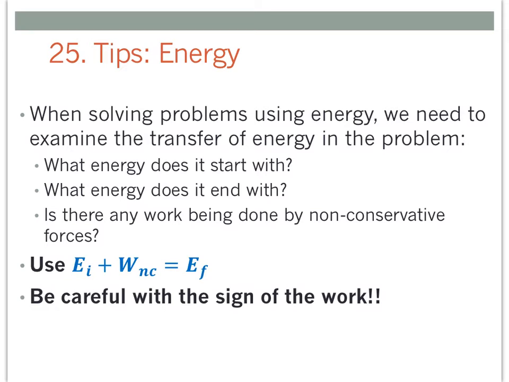That's the first question we want to ask. What energy does it end with, at some later point in time? And is there any work being done by non-conservative forces? And we're going to bring that all together using our equation. It's essentially the same idea as what we were doing with the energy bar charts, but now we're going to use this equation. The one thing you want to keep in mind is we do want to be careful with the sign of our work. Make sure that the sign of your work makes sense logically. If it's gaining energy, we should have positive work, and if it's losing energy, there should be negative work.